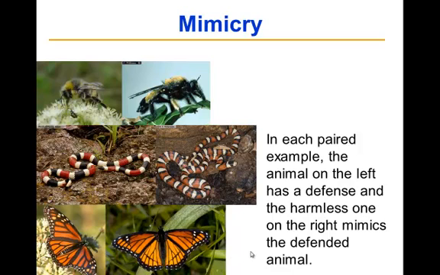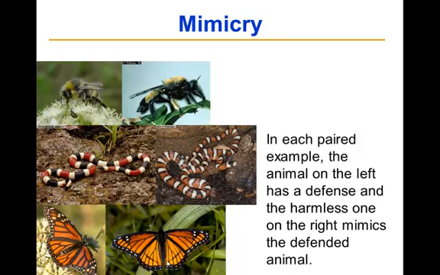The monarch butterfly's caterpillars eat milkweed, which contains chemicals called cardiac glycosides that increase the heart rate and cause vomiting. And so this is a pretty good defense. And the viceroy on the right, its larvae don't eat milkweed. They don't have cardiac glycosides. And you can tell the difference if you look at the hind wings.